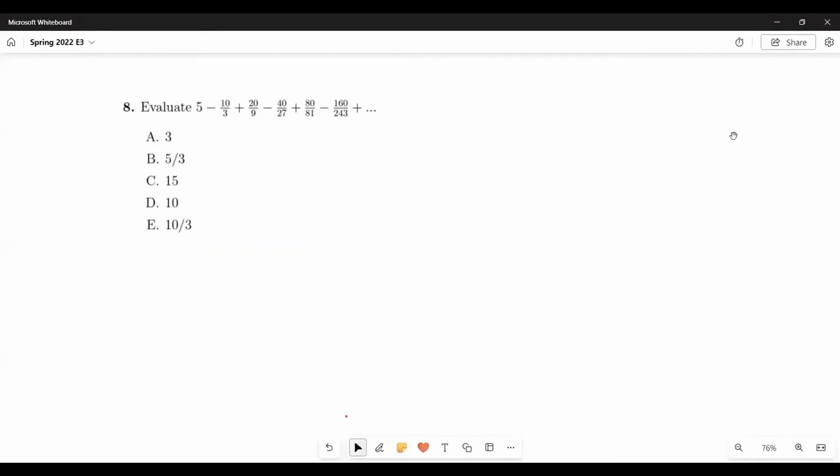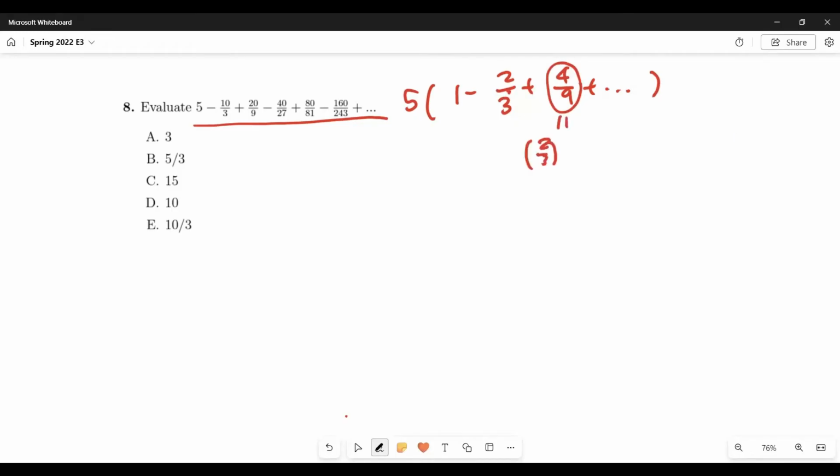Okay, this question asks to evaluate the following terms. I know these are all multiples of 5, so I'm going to group them by 5: 1 minus 2 over 3, plus 4 over 9, plus and so on. And 4 over 9 is the same as 2 over 3 squared, right? So you can rewrite this as 5 times 1 minus 2 over 3 plus 2 over 3 squared, and so on. So the ratio looks like 2 over 3, but there's a negative sign.